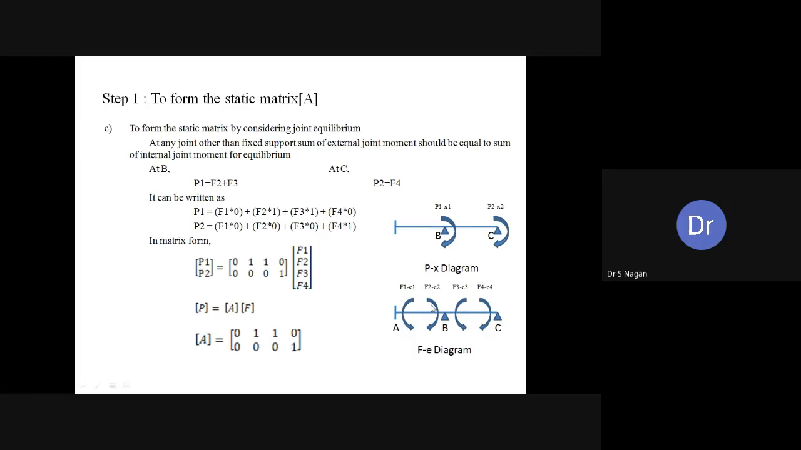So here alone, there is a small mistake. That is, this moment is also clockwise. This is clockwise already. Is this correct? Here, make it as clockwise. So PX diagram, FE diagram, we should teach our students how to draw correctly, clearly. Any doubts? Can get it clarified.